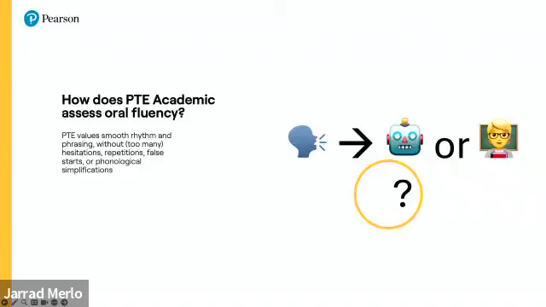So PT values smooth rhythm and phrasing without too many hesitations, repetitions, false starts, or what are called phonological simplifications. That's in the score guide. Think about phonological simplifications as when a child is learning to speak and instead of saying airplane, they might say a simpler variation of the pronunciation, something like that. That's a phonological simplification, and that seems to be included here in oral fluency.